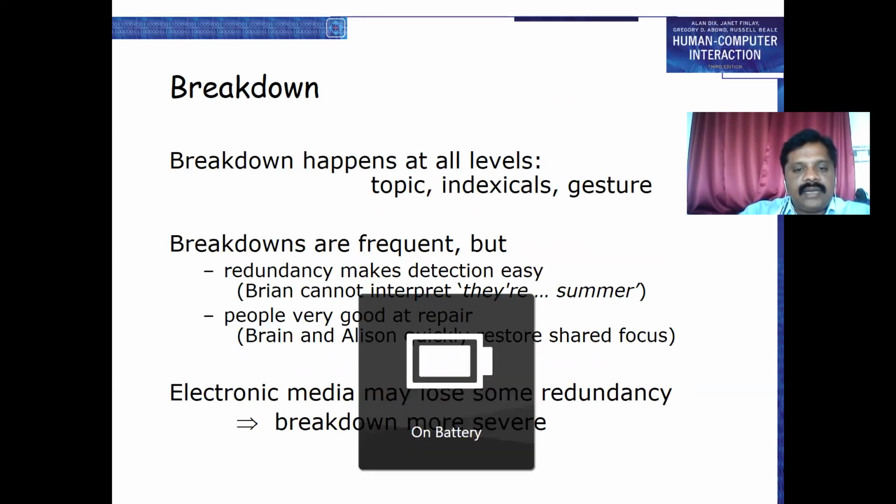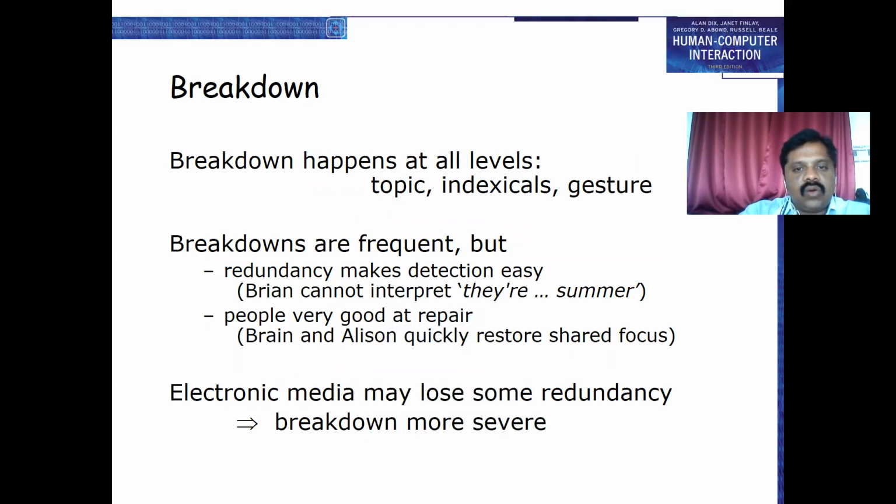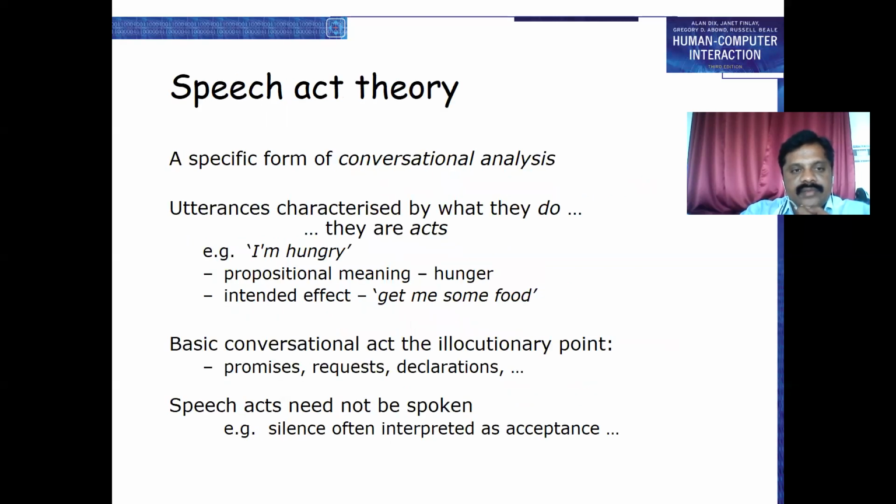Breakdown. Breakdown happens at all levels: topics, intonations, gestures. Breakdowns are frequent, but redundancy makes detection easy. People are very good at repair. Electronic media may lose some redundancy, so breakdown is more severe.